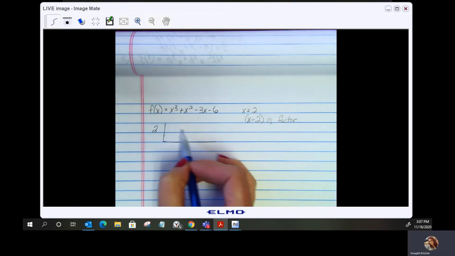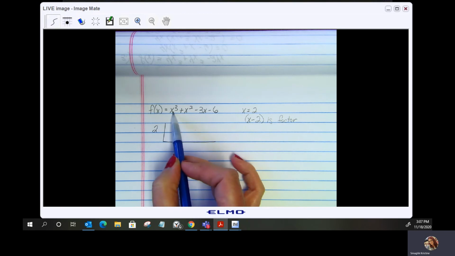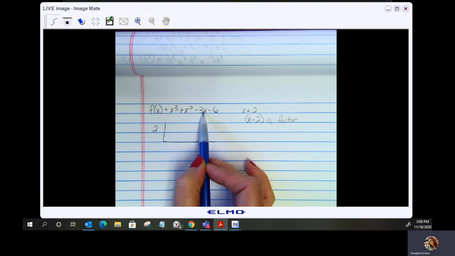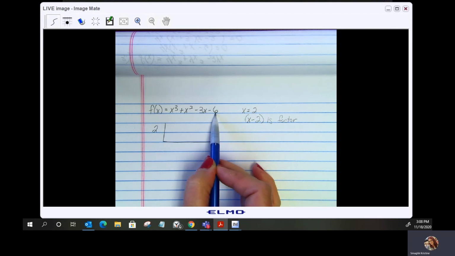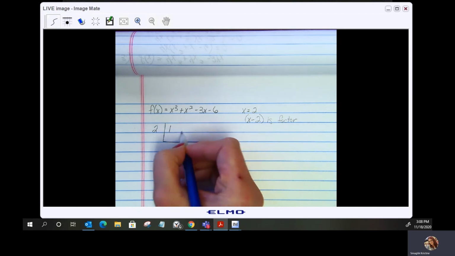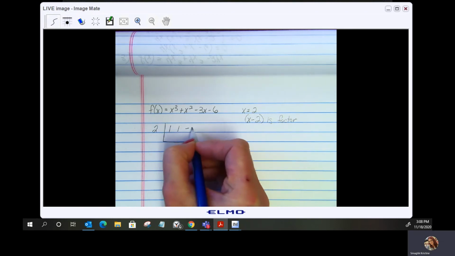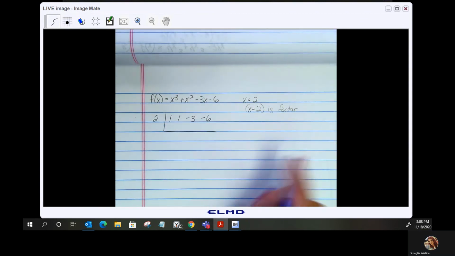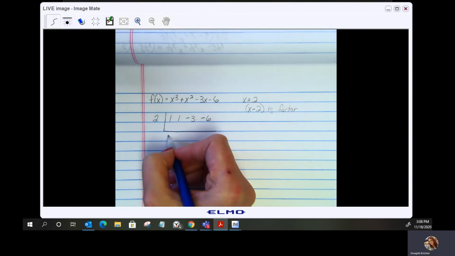I need my coefficients up here. Now let's make sure that we have all degrees represented. I have a degree of 3, I have a degree of 2, I have a degree of 1, and I have a degree of 0. So I don't need any placeholders. So I'm going to have 1, 1, -3, -6. Okay, let's drop down that first number.